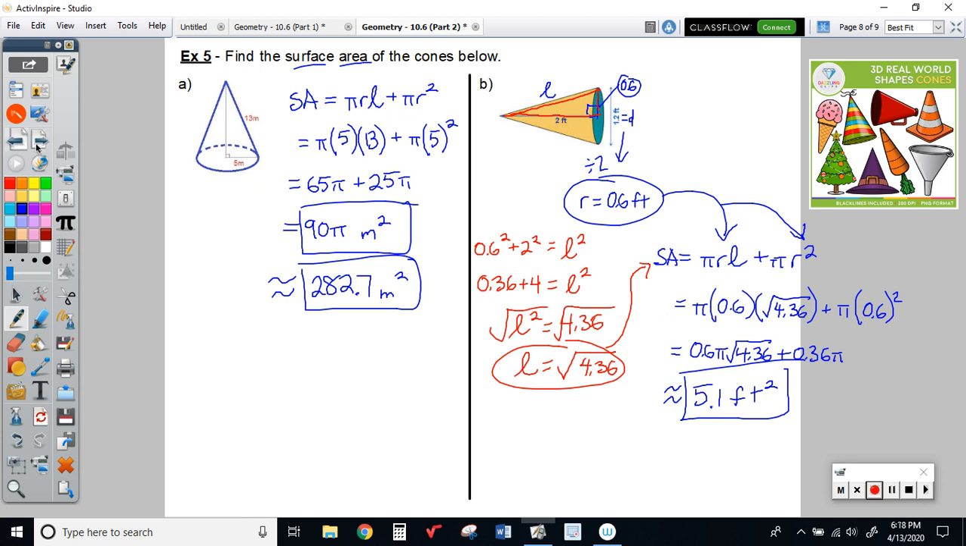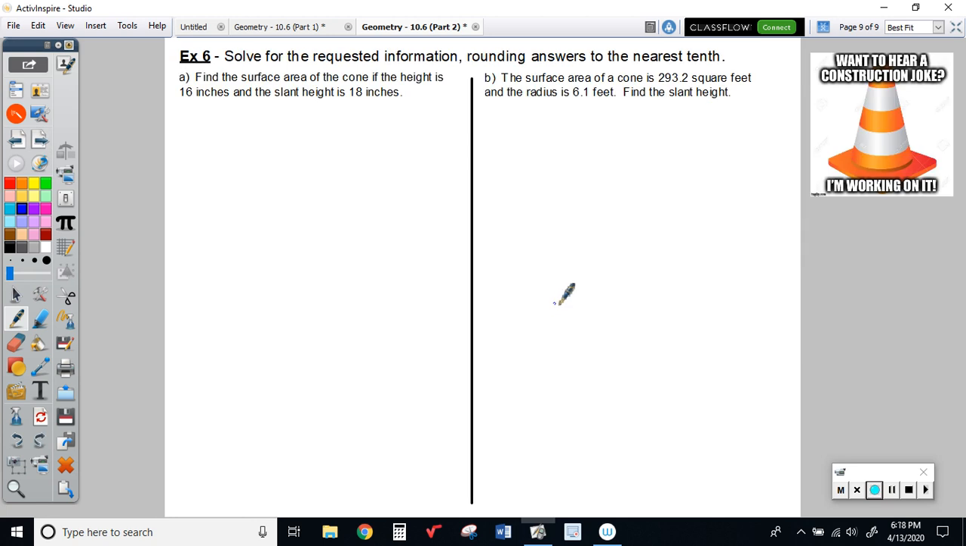So one more example to do, and 10.6 is wrapped up part 2 from there. Yeah, there's your terrible math joke for the day.